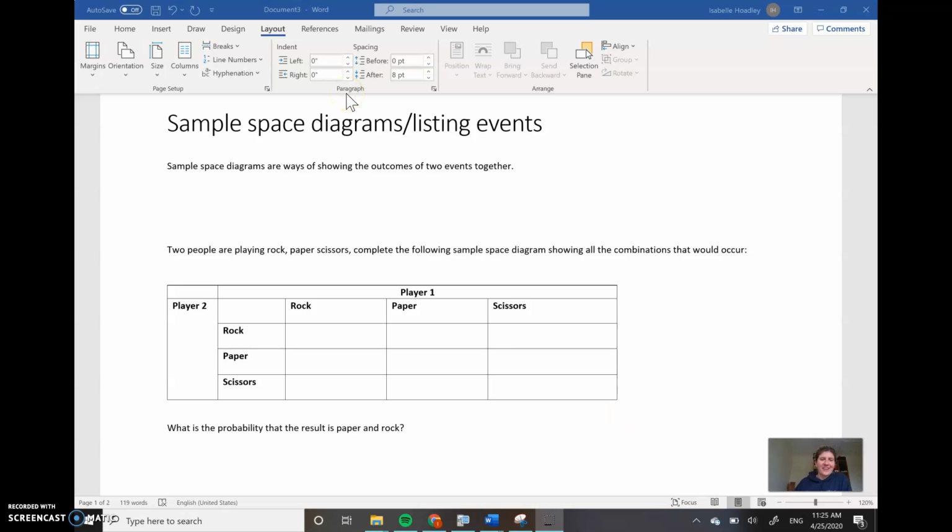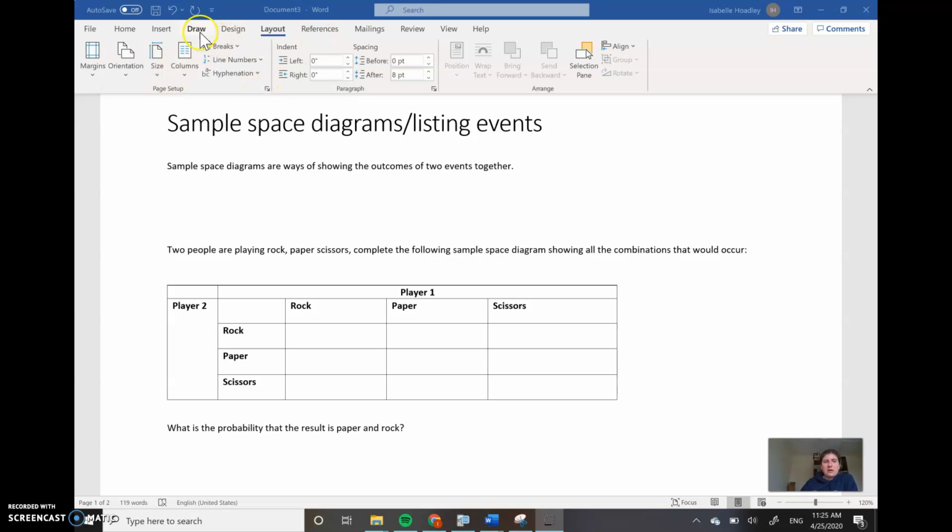Alrighty, hello. Okay, so now we're going to look at sample space diagrams, which is just another way of listing events. If you see something to list an event, especially when you've got two events, one of the best ways you can do it is using a sample space diagram. So sample space diagrams are ways of showing the outcomes of two events together. Now it's very specifically two because it's like a table. You have one event across the top and one event along the side.